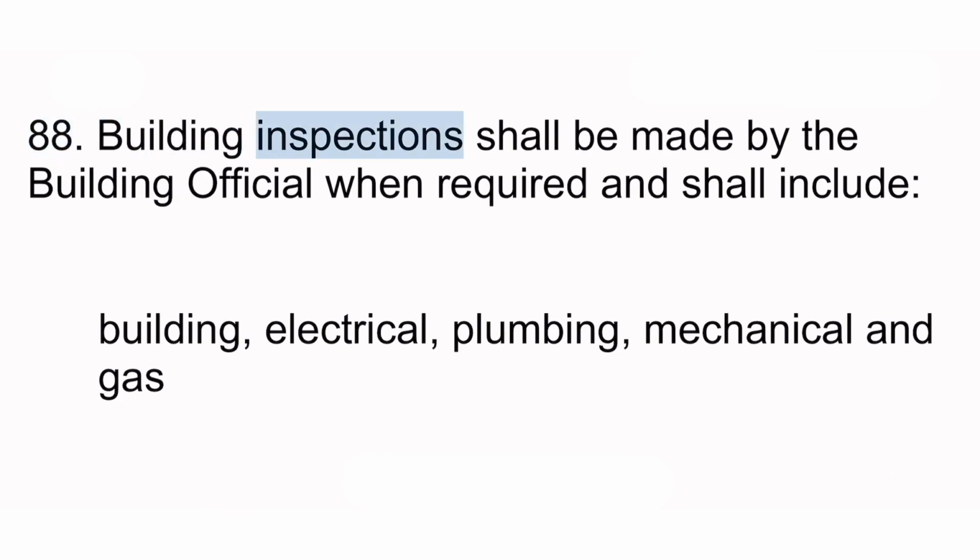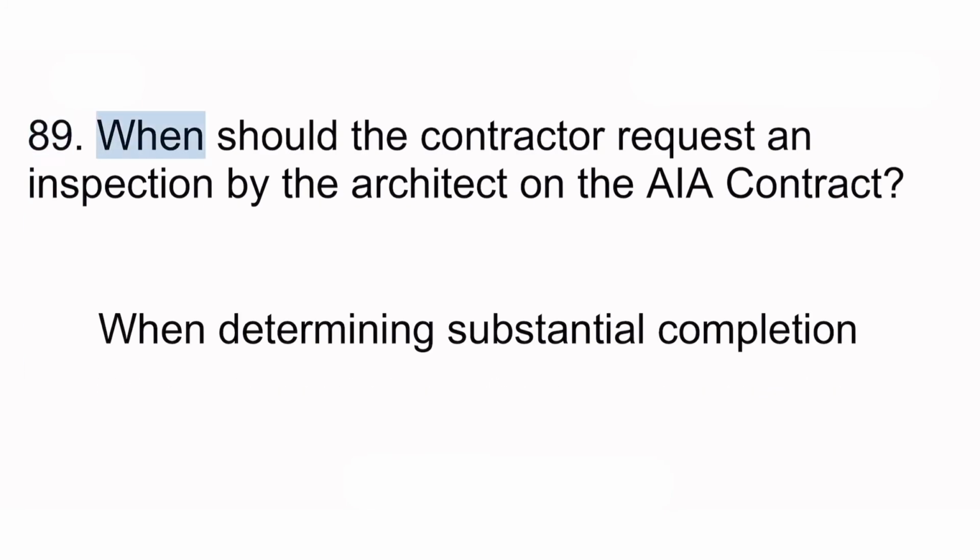88. Building inspection shall be made by the building official when required and shall include building, electrical, plumbing, mechanical, and gas. 89. When should the contractor request an inspection by the architect on the AIA contract? When determining substantial completion.